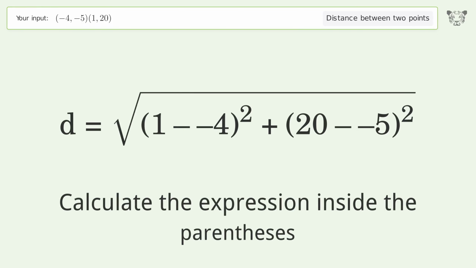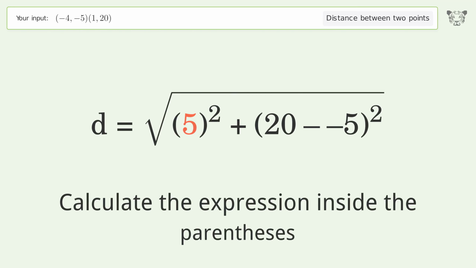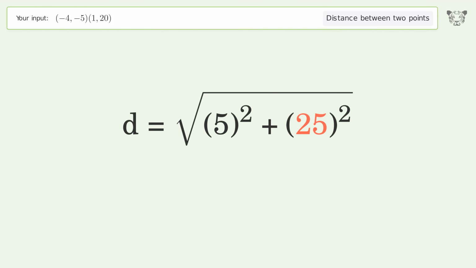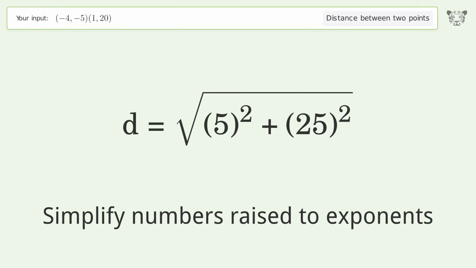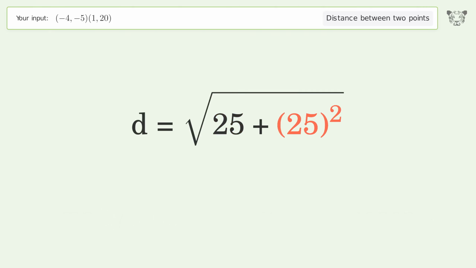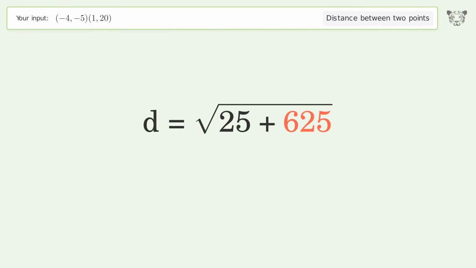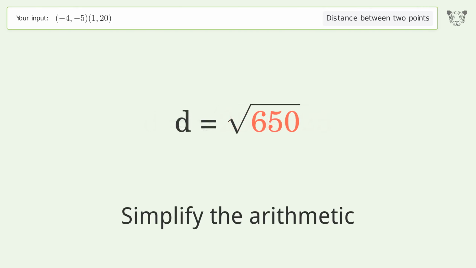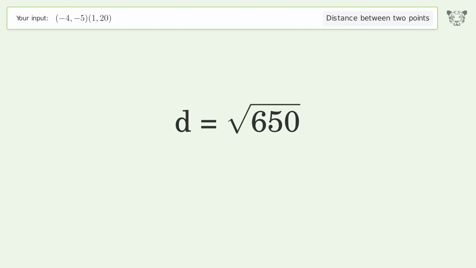Calculate the expression inside the parentheses. Simplify numbers raised to exponents. Simplify the arithmetic. And so the distance between the 2 points is the square root of 650, or 25.495.